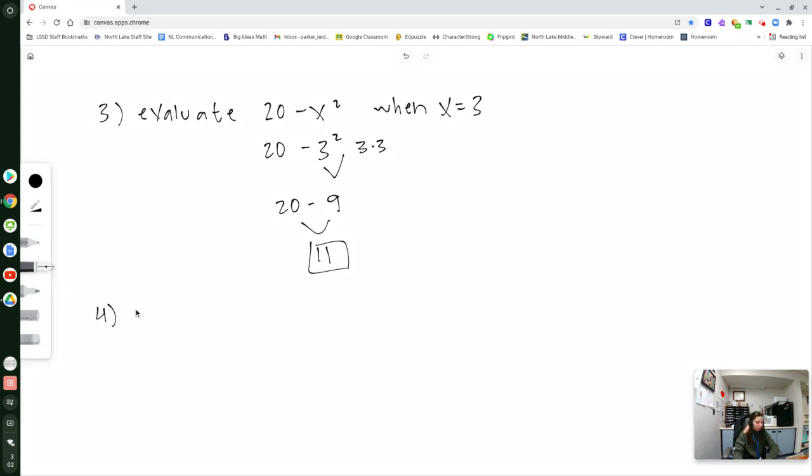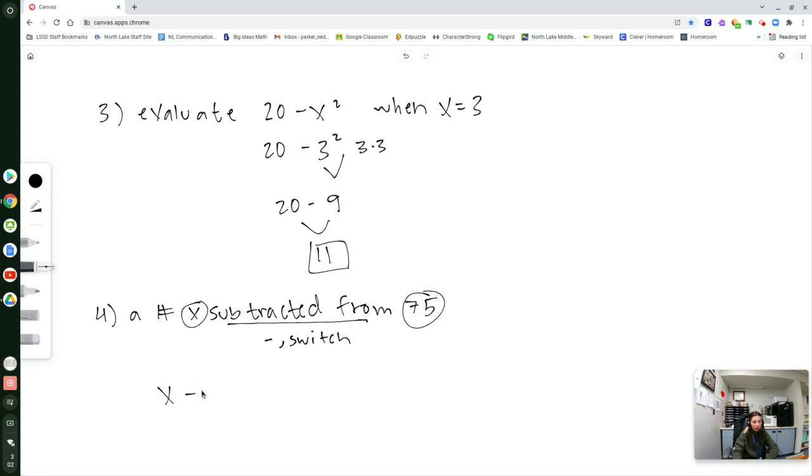Question 4 says write the phrase as an expression. The phrase is a number x subtracted from 75. So it looks like the two things I'm going to be using here are x and 75. And then the word subtracted from is telling me which operation to use to connect these. Subtracted from, that means subtraction. But subtracted from actually means to take the first number away from the second number. It means I need to switch the order here.